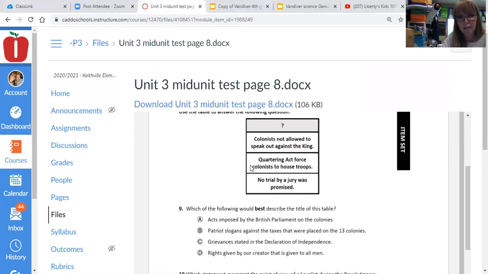Colonists not allowed to speak out against king. Quartering Act forced colonists to house troops, and no trial by a jury was promised. So what would be the best title for the table? A, acts imposed by the British Parliament on the colonies. B, patriot slogans against the taxes that were placed on the 13 colonies. C, grievances stated in the Declaration of Independence. Or D, rights given by our Creator that is given to all men.